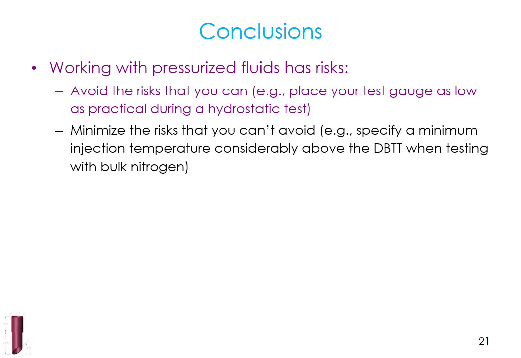Bulk nitrogen is cold. It is really, really cold. And if I don't specify a minimum injection temperature, they can inject it at negative degrees, minus 20, minus 30 degrees, which is definitely below the ductile to brittle transition temperature. And a large number of the failures that have happened with nitrogen testing have been because the engineer didn't specify a minimum injection temperature.